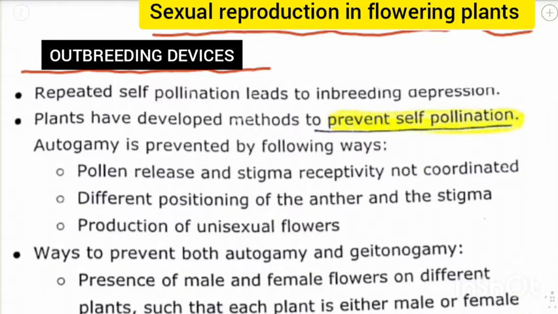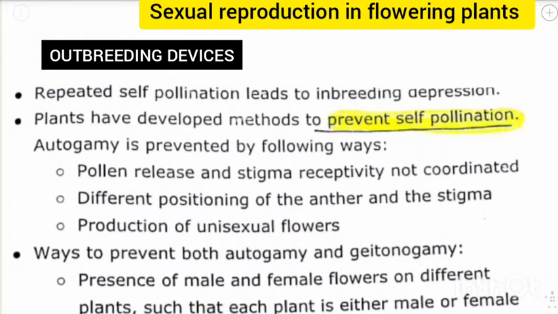As we all know, continued self-pollination may lead to the weakening of the species as well as its varieties. Flower and fruit production also decreases, and it affects the quality of the offspring, which is very bad. So we must do more and more cross-pollination and avoid self-pollination as much as possible. Let us understand what those methods are.